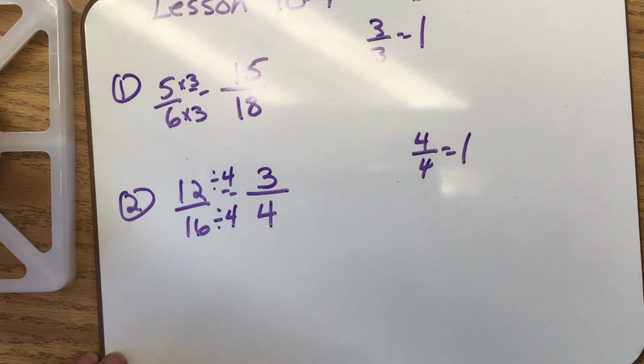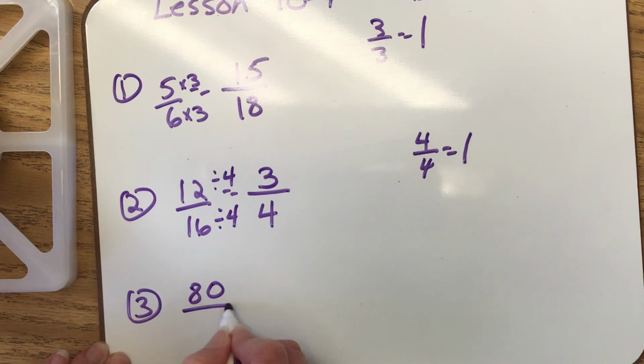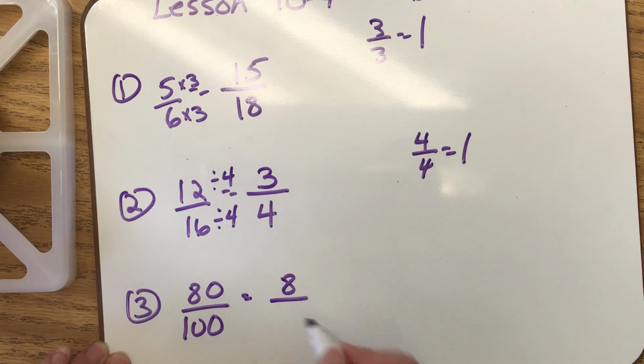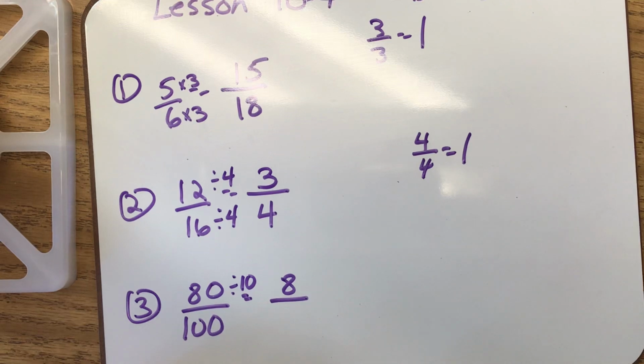Okay, let's look at number 3. We've got a little bit bigger numbers there for our numerator and our denominator. 80/100 equals 8 over something, but we don't know our denominator. So we need to think. I'm getting smaller. 80 to 8. What did I do to 80 to get 8? Well, I divided. I divided by 10. 80 divided by 10 equals 8. So that means I need to divide my denominator also by 10. 100 divided by 10 equals 10. So 80/100 is equivalent to 8/10.